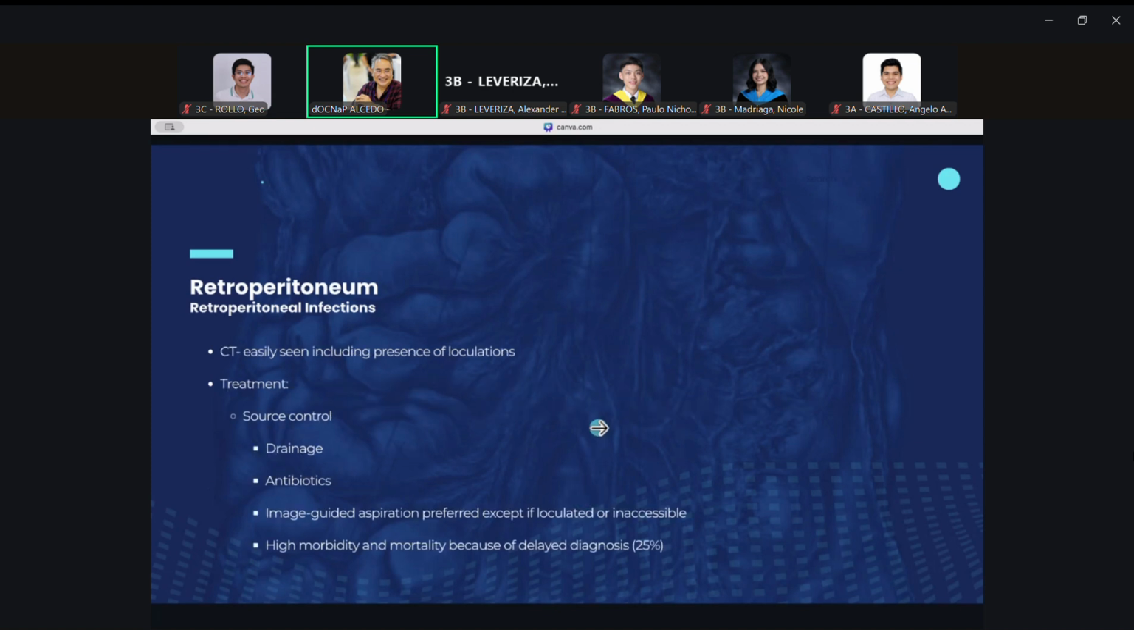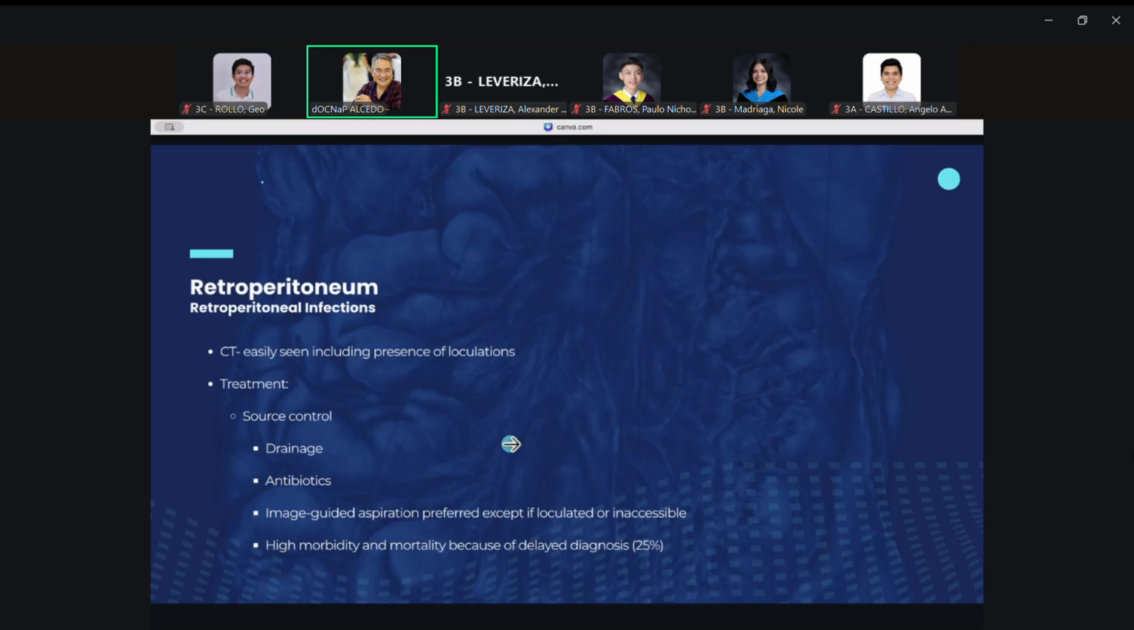Okay. So, of course, imaging is very important, and treatment would involve source control. No? If it is from a perforated diverticulum or appendix, then you have to address the primary source of the infection. And then, aside from removing the primary source, you have to drain the abscess cavity and you have to resort to the use of antibiotics to control the infection.